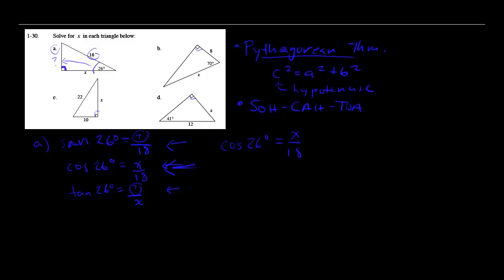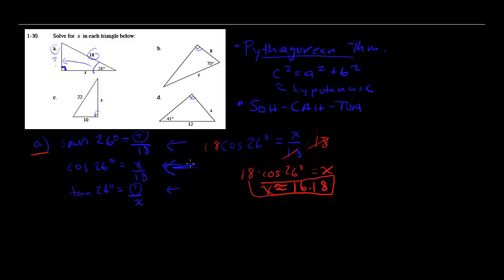Now how do we solve for x? If we multiply both sides by 18, the 18 cancels out here, and we're left with 18 times cosine of 26 degrees equals x. Now we simply plug this into our calculator. 18 times cosine of 26 degrees is 16.17829283. So x is approximately 16.18, and when I say approximately, I should use those squiggly lines. That's part A.